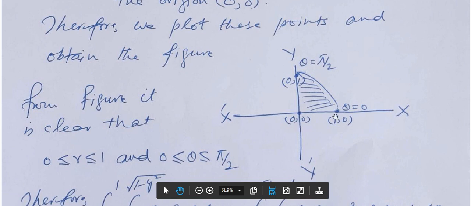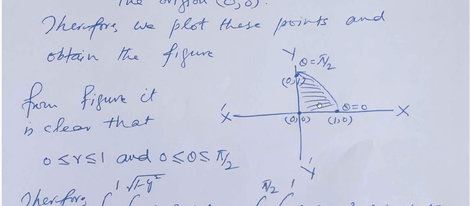Why 0 to pi by 2? Because you can see from the x-axis, if I take the angle up till here, theta is 0 to pi by 2. From here to here it is 0 to pi by 2. Then from here to here it will be, let's say, 0 to pi, and so on. If it is a complete circle, then it will be 0 to 2 pi. So it depends on the question.